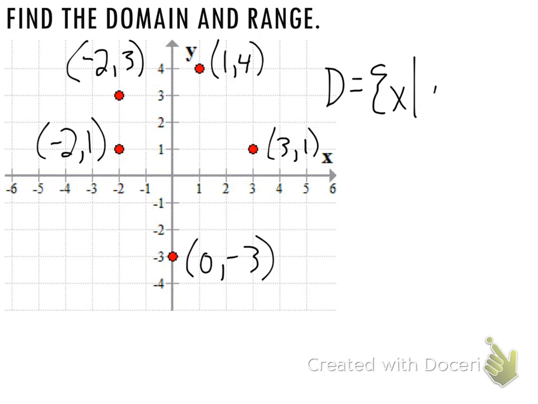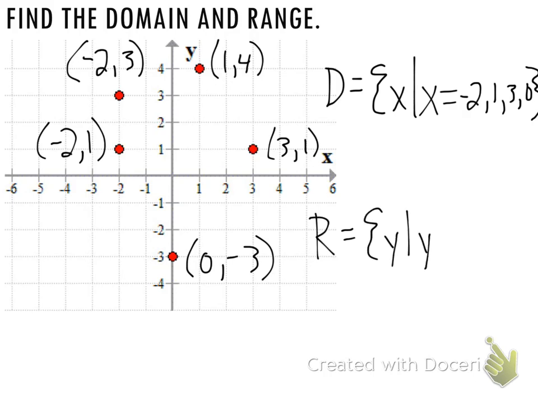So, here, like we said, we can just list our x values. So I can just say x equals, what are the x values? Negative 2, 1, 3, and 0. Everyone okay with that? And then for the range, I can just do the same thing. My y values, I can just list them. What are my y values here? 3, 4, 1, and negative 3. There's my domain and range.